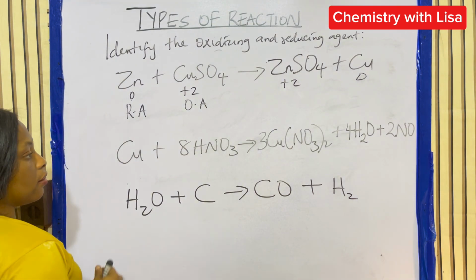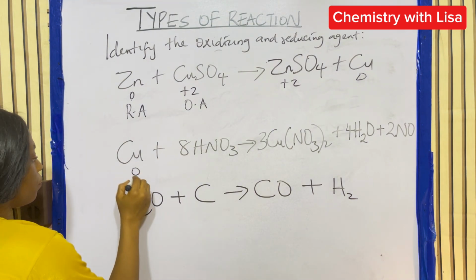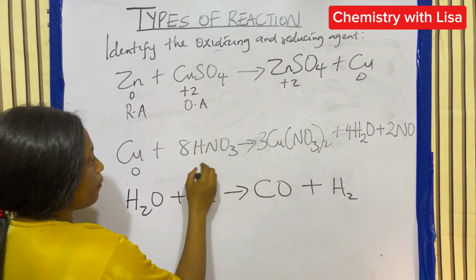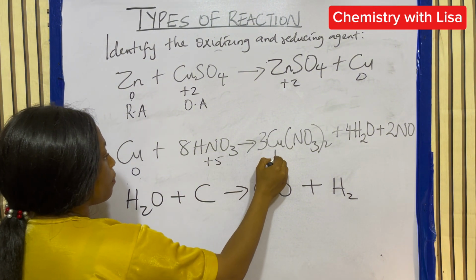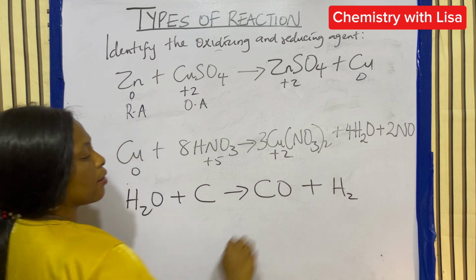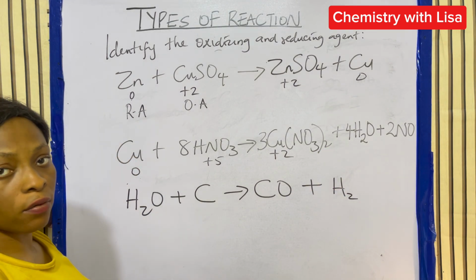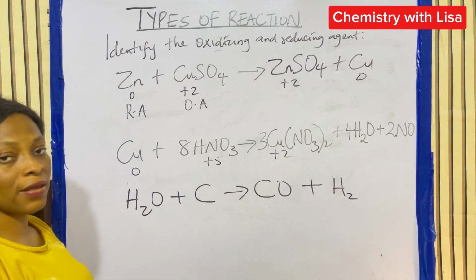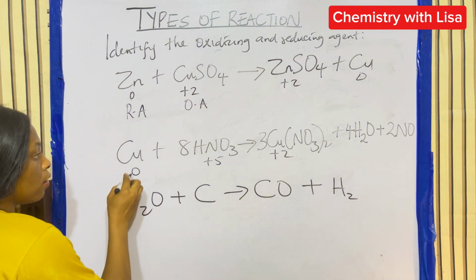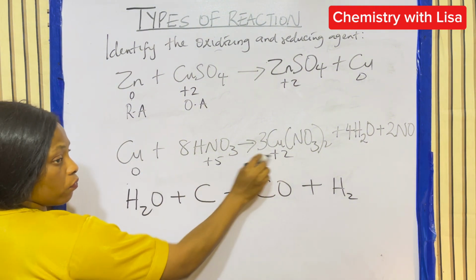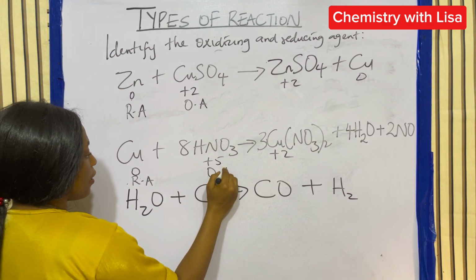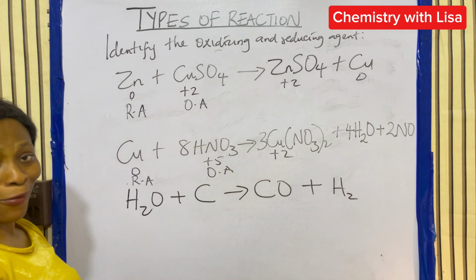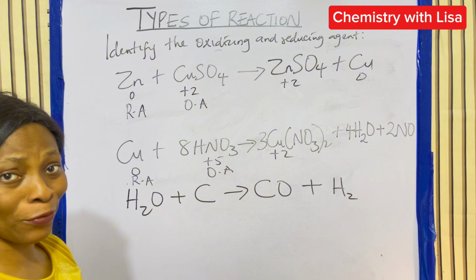Okay, so let's look at this one. Copper here is 0. Then you have trioxonitrate 5. Then here is +2. You have water and nitrogen 2 oxide there. So what does that tell you? It simply means that copper moved from 0 to +2, so it is a reducing agent. This one is what? An oxidizing agent. Are we following? Isn't it simple?